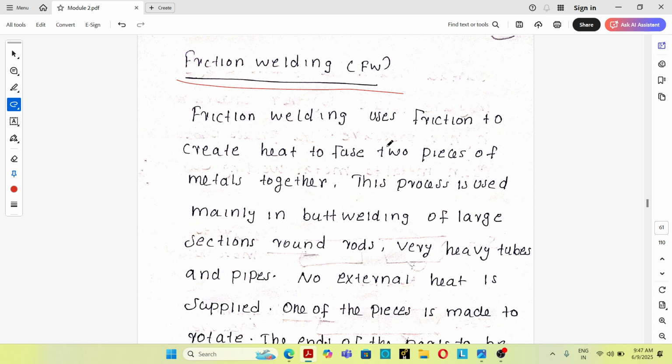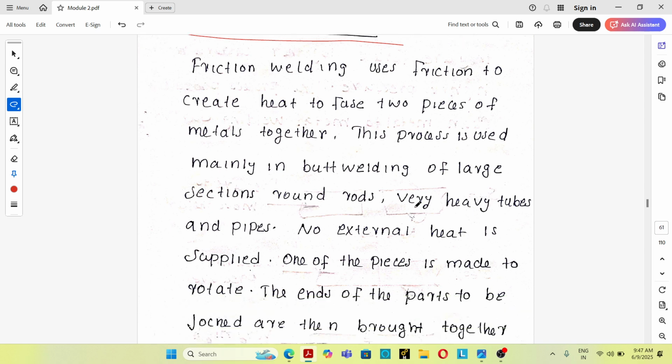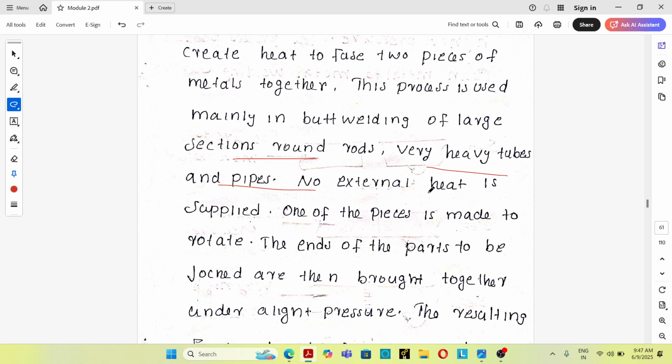Friction welding processes are commonly used for producing high quality butt welds of large round rods, heavy tubes and pipes. That is one of the main applications of the friction welding process. During friction welding, no external heat is applied. One of the pieces is made to rotate and the other remains stationary.